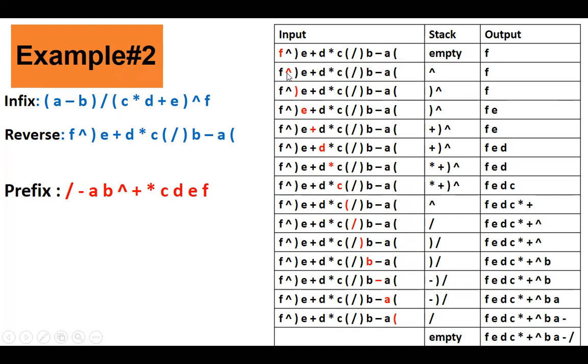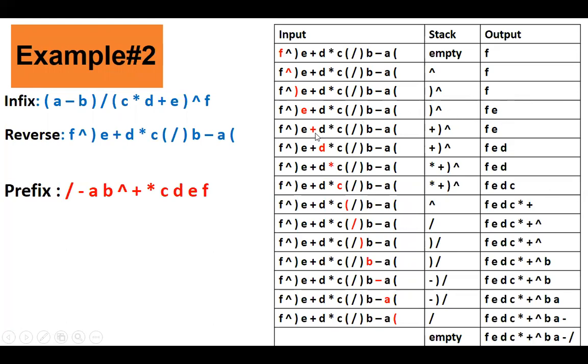Next, what you read is an operator, that is the power symbol, raised to. Add it to the stack. There's no comparison, the stack is empty, so directly add it here. Output is the same, there's no change. Next, what you read is a closing bracket, right? As soon as you read a closing bracket, just push it onto the stack. In the case of postfix, as soon as you came across an opening bracket, you pushed it onto the stack. In the case of prefix, as soon as you come across a closing bracket, push it onto the stack. Output remains unchanged. Next, what you read is E, an operand, so directly add it to the output. There's no change in the stack.